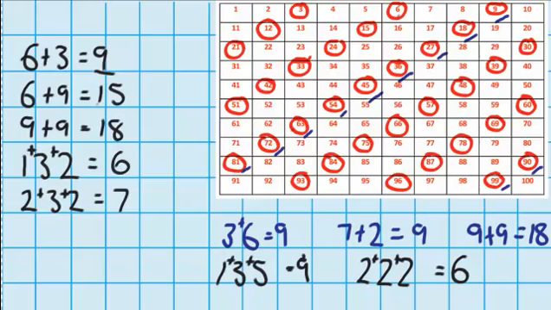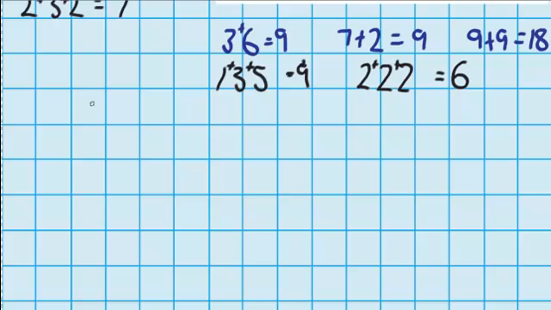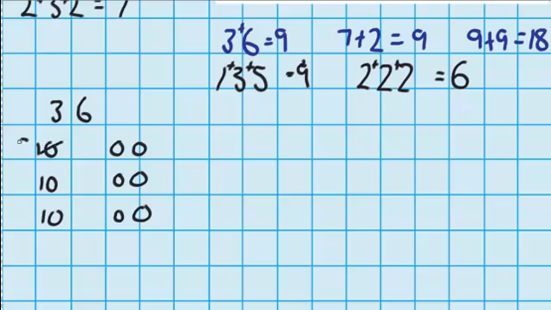Now let's see if we can work out why this pattern works. Let's look at the number 36. 36 is made up of 3 10s and 6 1s. Now I can't share, let's say 10 balls between 9 people, but I know that if I took one away, I'd be left with 9, and I'll put that ball that I've moved from the pile of 10 over to here.